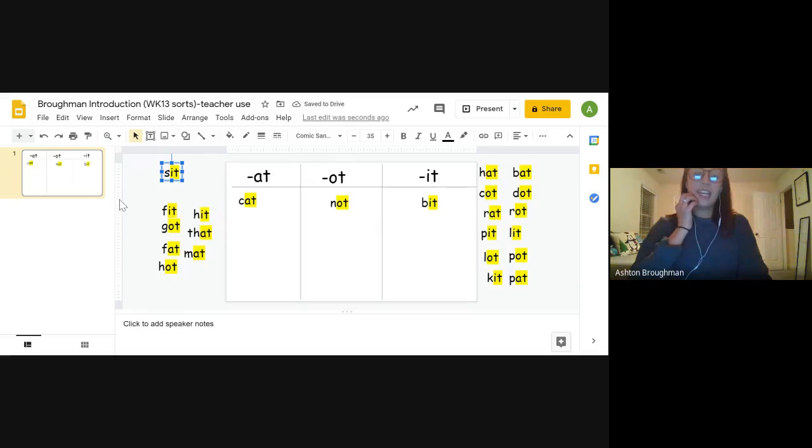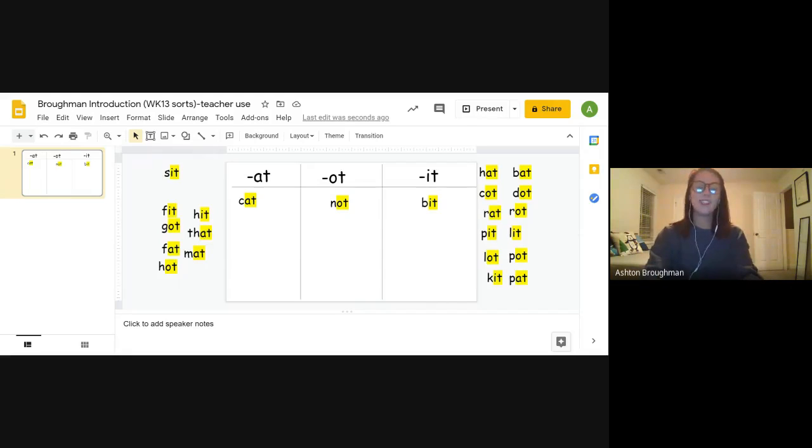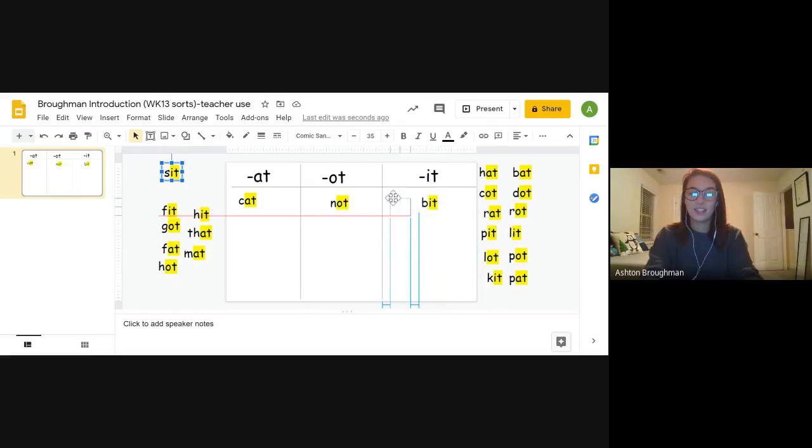What letter do you see at the beginning of this word? An S, yes. And what sound does an S make? Good job. And what sound does IT make? It. Yes. So let's put those sounds together. Sit. That's right. Good job. And what word family does sit belong to? The it word family because it ends with it. Put it right there beside fit.